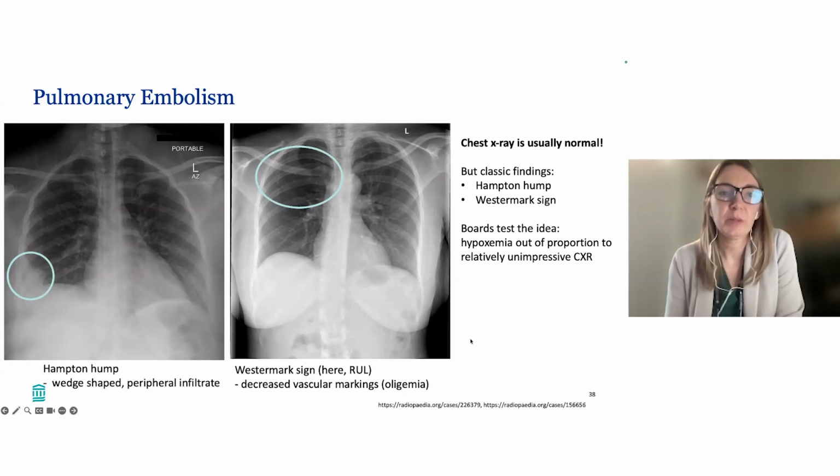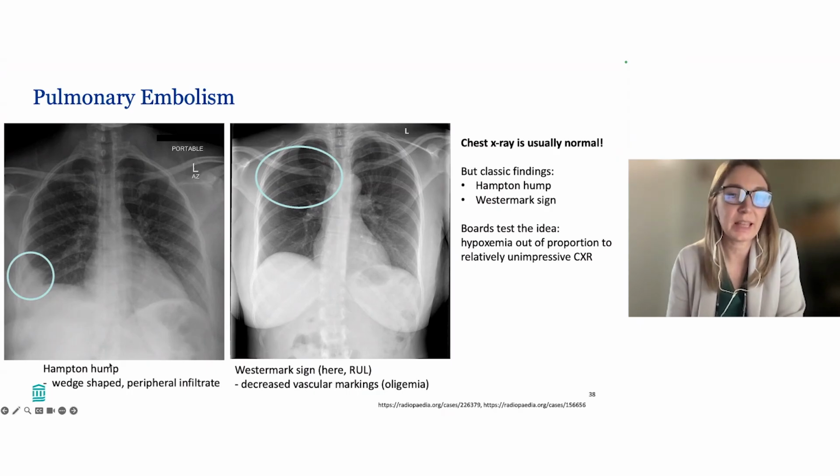I want to talk for a minute about pulmonary embolisms. Pulmonary embolisms are not diagnosed by chest x-ray, and in fact, the chest x-ray for PEs is usually normal, and that's an important thing to keep in mind. But there are a couple findings on chest x-ray that suggest PE, and these are shown here.